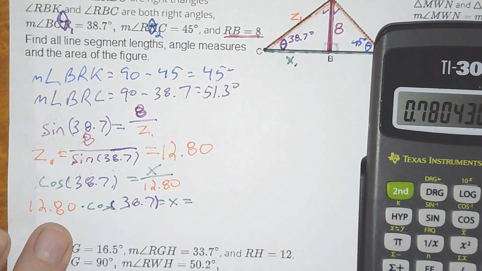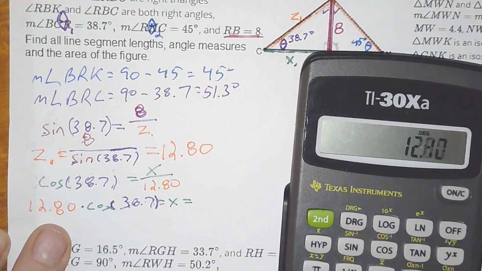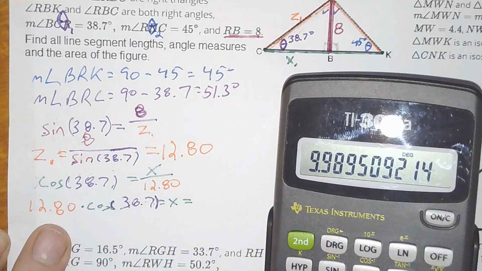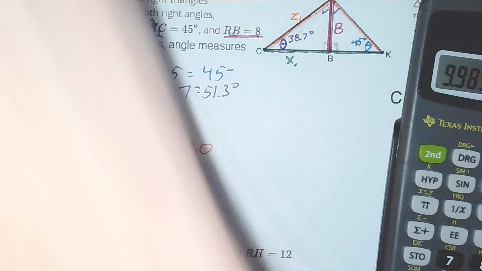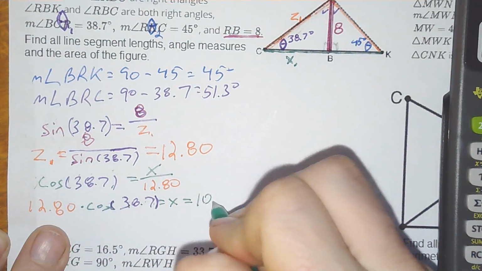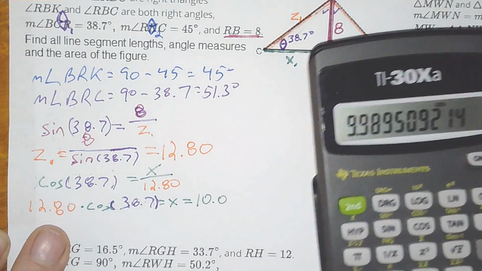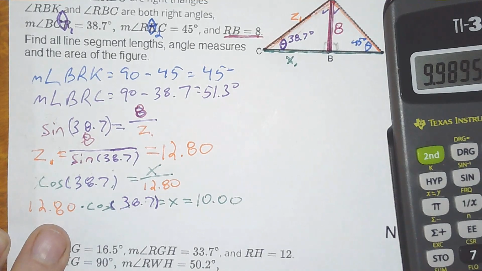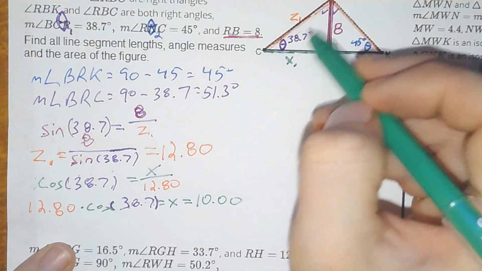So multiply that by 12.80, and it's about 9, that's about 10, okay? That means x is 10. Yeah, you can round that to 10. Okay, so that's how you figure out this triangle.